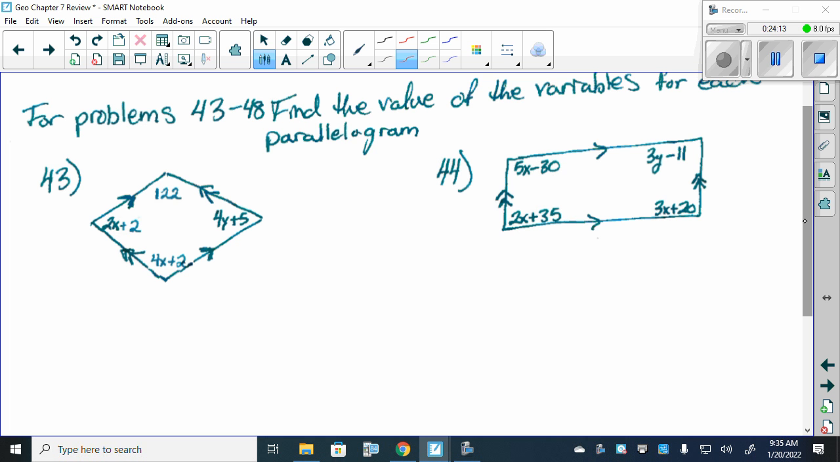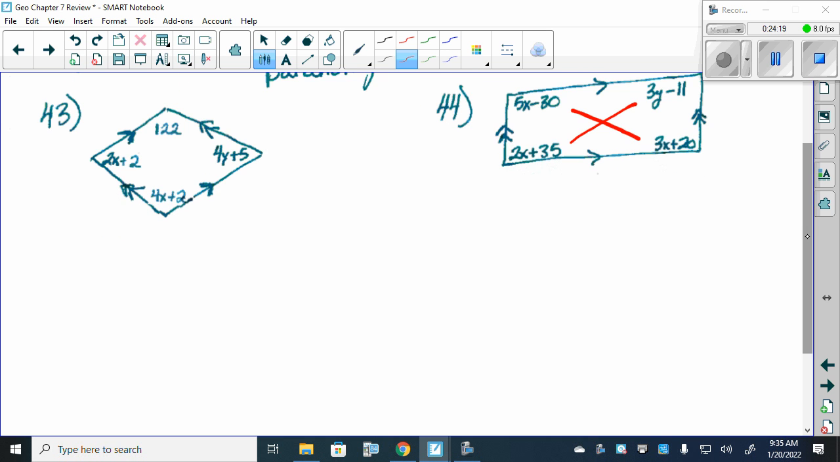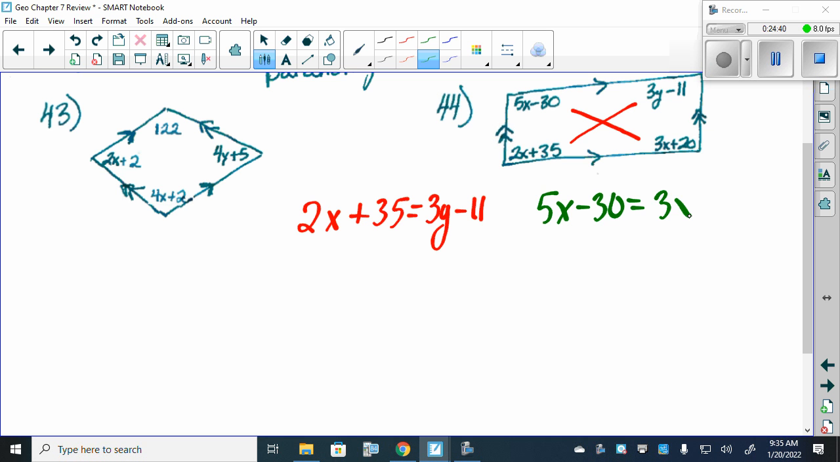44. So here we know that the opposite angles are congruent. Now for one of them, we have that 2x plus 35 is equal to 3y minus 11. Well, I can't do anything with that one because it has two different variables. But the other one, 5x minus 30 is equal to 3x plus 20. Okay, that has only x. So what that means is I need to solve for the value of x and then plug it back into the other equation to solve for the value of y.